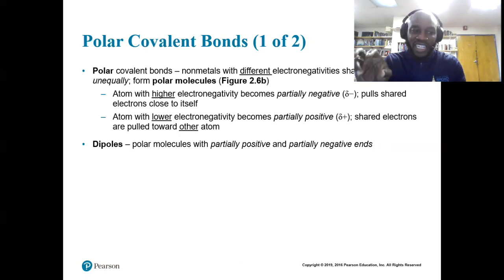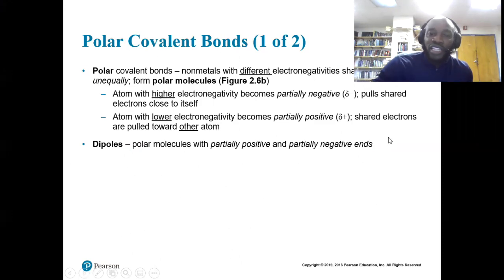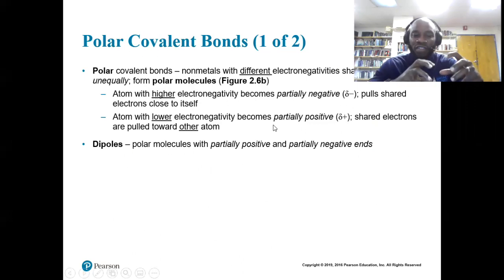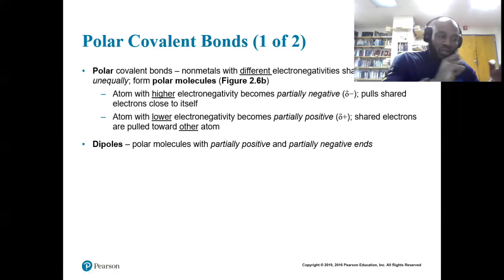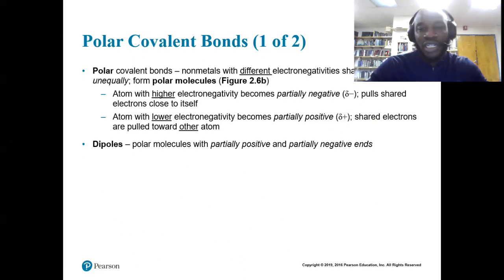So it has a slightly negative charge on the oxygen end of the molecule, the compound, and a slightly positive charge on the hydrogen end of the compound. So we create what we call dipoles. Polar molecules have partially positive and partially negative ends, right? We designate this here as partially negative. You'll see this symbol here, partially positive, this symbol here, because even though they're not ionic, they're somewhere between ionic and covalent, and we call those polar covalent bonds.